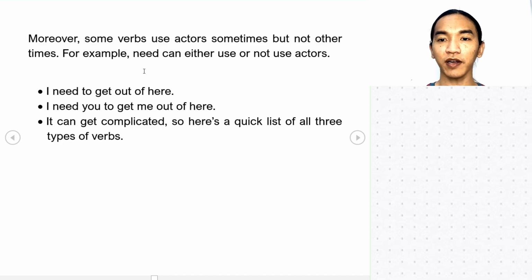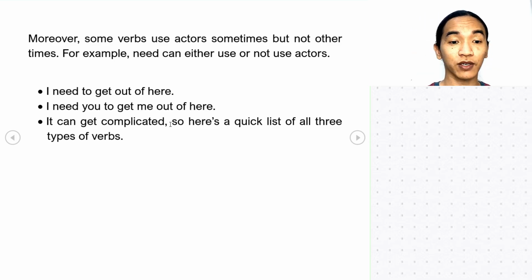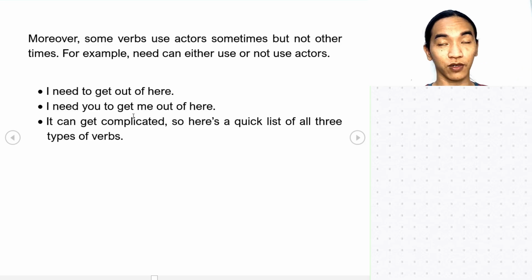Moreover, some verbs use actors sometimes, but not other times. For example, need can either use or not use actors. I need to get out of here. I need you to get out of here. So it can get complicated. Here's a quick list of all three types of verbs. Just remember there are some verbs that use actors, some that don't use actors, and some that sometimes use or don't use actors.